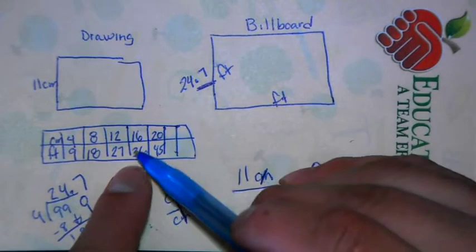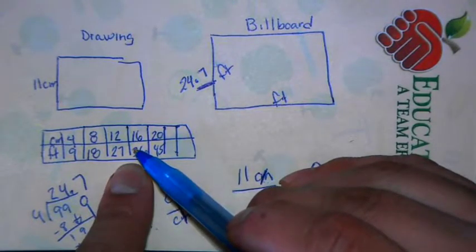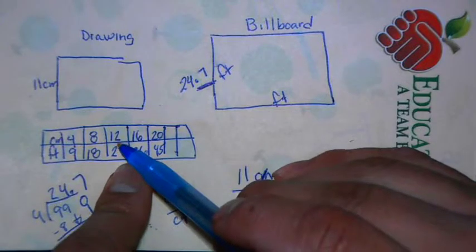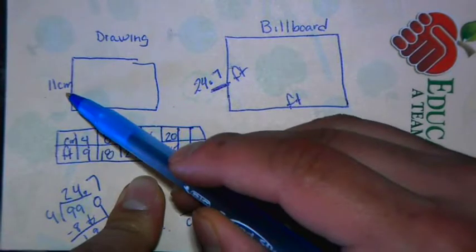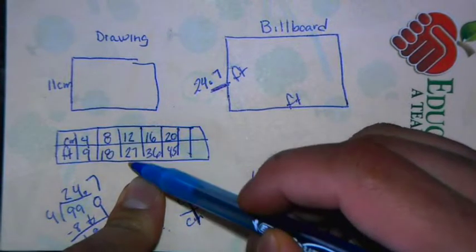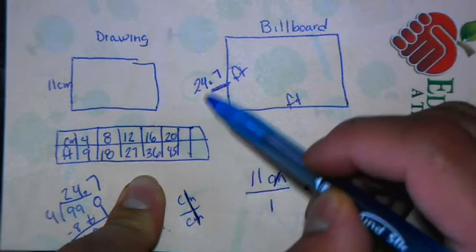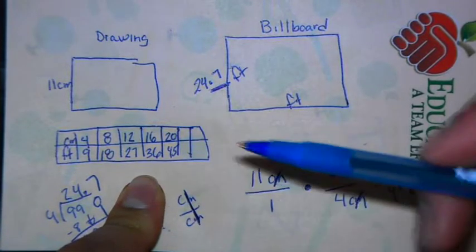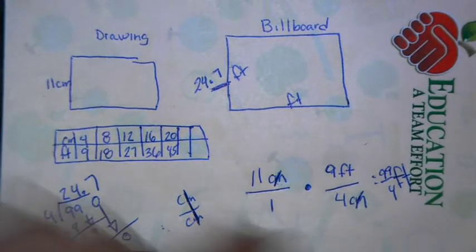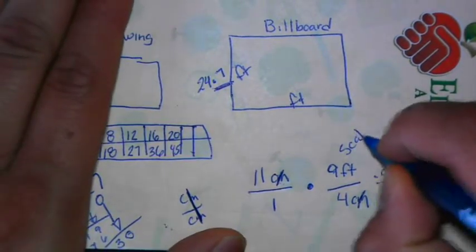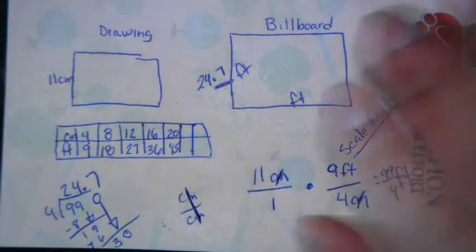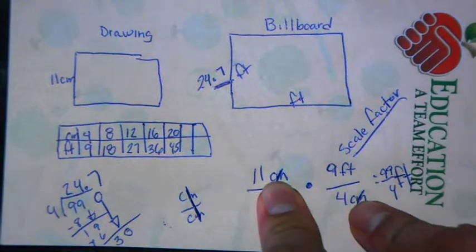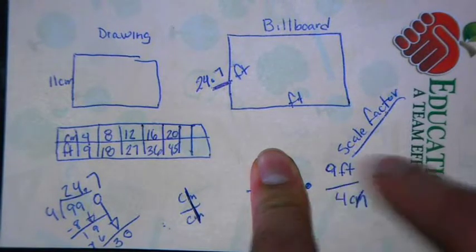And if I trace back to my original table, you'll see that for 11 centimeters, which lands them out right here, it should be less than 27 feet, right? So my answer makes sense to what my original table had said. This is a more accurate way to find your answer, where this is your scale factor. Okay? But it's kind of flipped around so that my units cancel each other out. And I end up with feet as my answer.